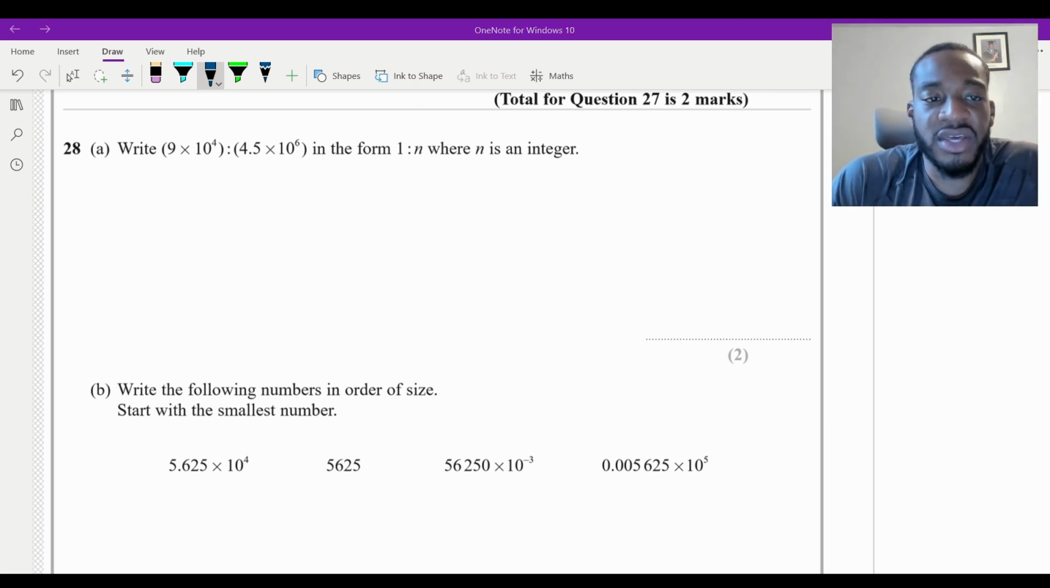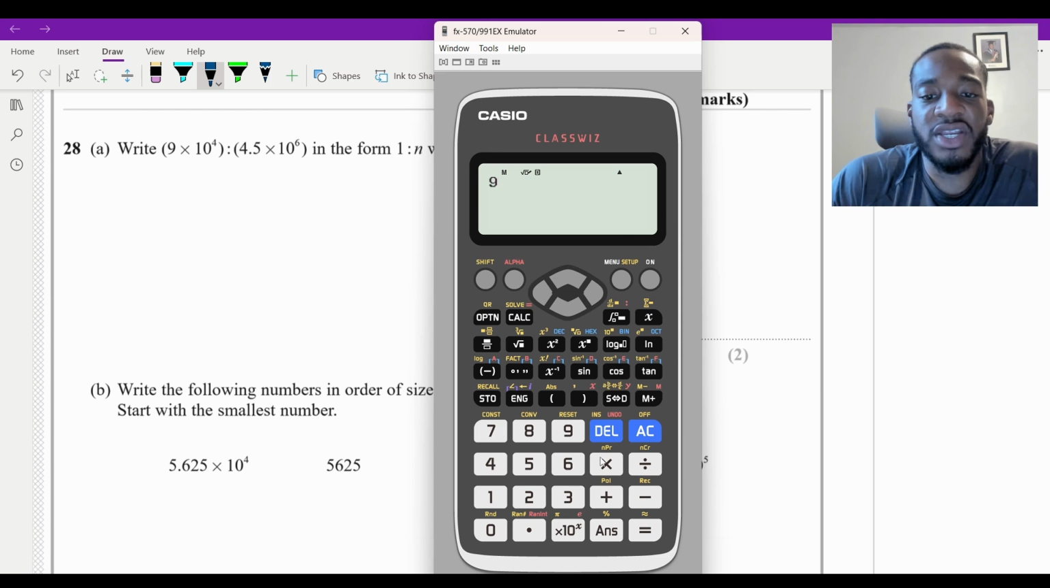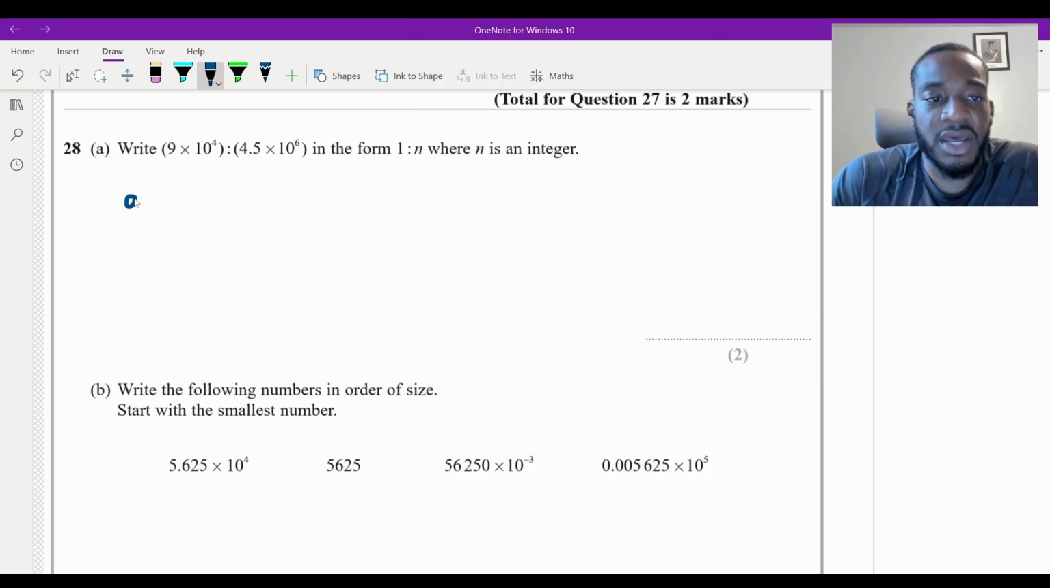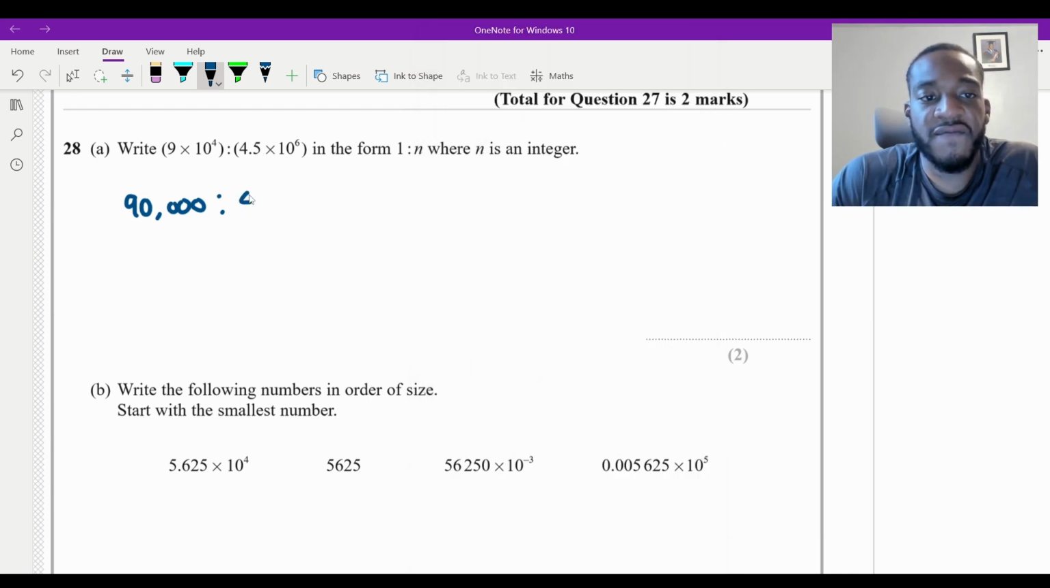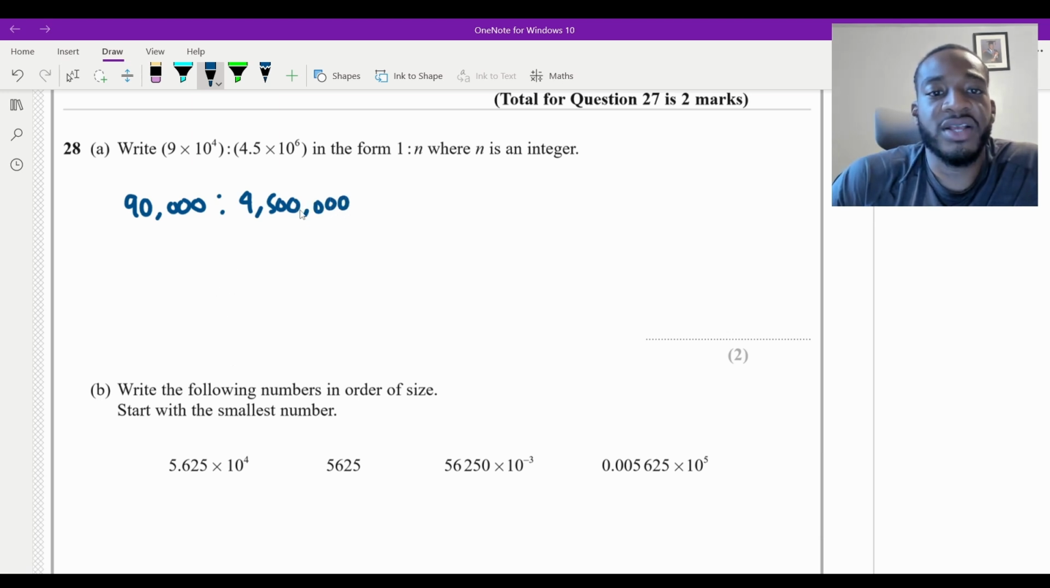What you could do, just to make things a bit clearer, is convert these into whole numbers, just so it's a bit easier to look at. That's 90,000. You don't have to do this though, but I'll just do it anyway. And then I'm going to do 4.5 times 10 to the power of 6. And that gives me 4,500,000. Okay. Now I need this in the form 1 to n.